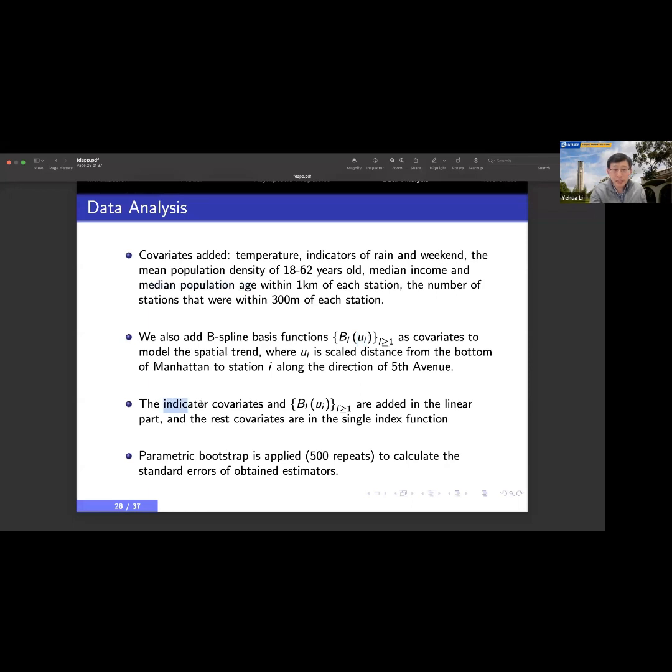So in this case, the indicator for rain and the indicator for weekend are considered to be the linear part, and these spatial trend bases are also included in W, which is the partially linear part. The rest of the covariates are thrown into this single index structure. We do estimation, and to make inference, we did a parametric bootstrap. We did two versions of it. In one version we consider X to be spatially correlated. The other version just totally ignores the spatial correlation.